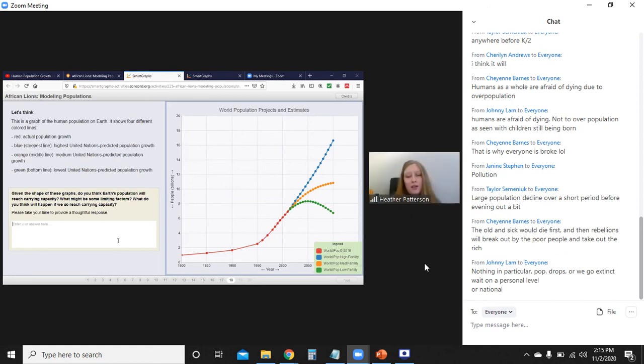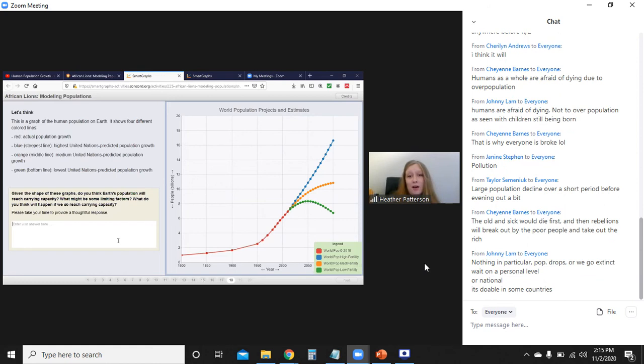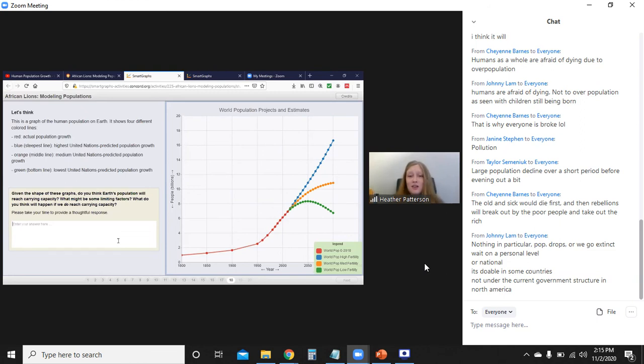Mm-hmm. So what you said kind of applies to Johnny's question in the chat too. He asked, is it on a personal level or a national level? On a personal level, I'm pretty sure most of us, I know I definitely can think of many places where I could reduce my per capita resource use. But in order to make change, you'd probably have to do it on a national or international level. So it's doable in some countries, but not under the current government structure in North America. Yeah, definitely a good point.